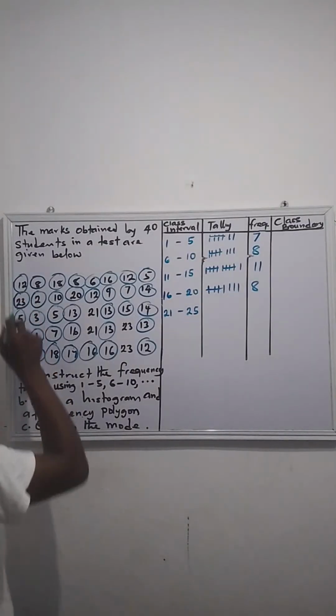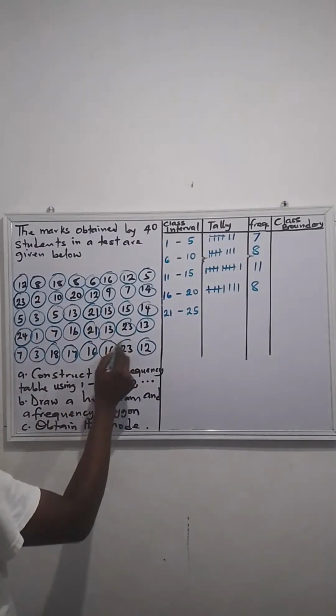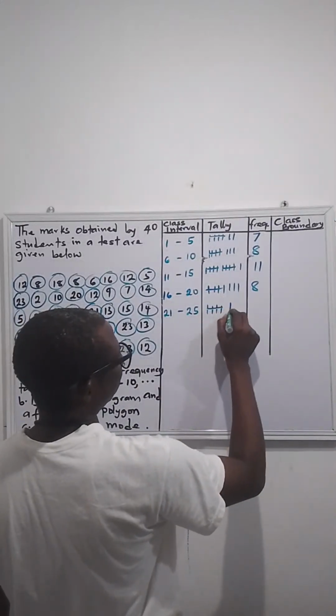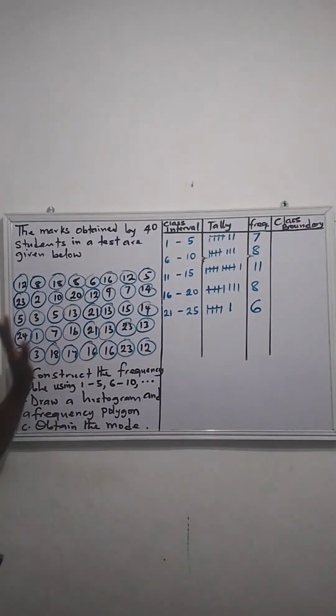21 to 25, we have 1, 2, 3, 4, 5, 6. Okay, we have 6. So we have 6 here. All right, so I think we have exhausted everything here.